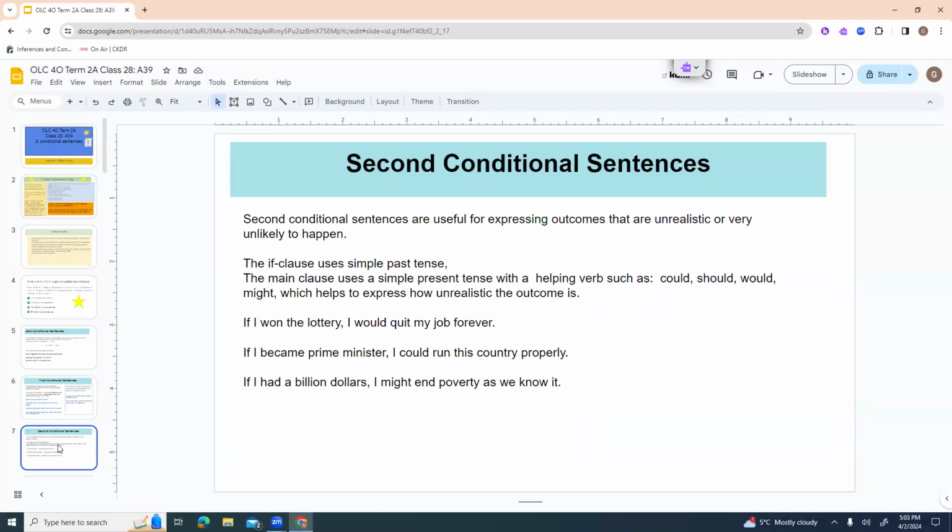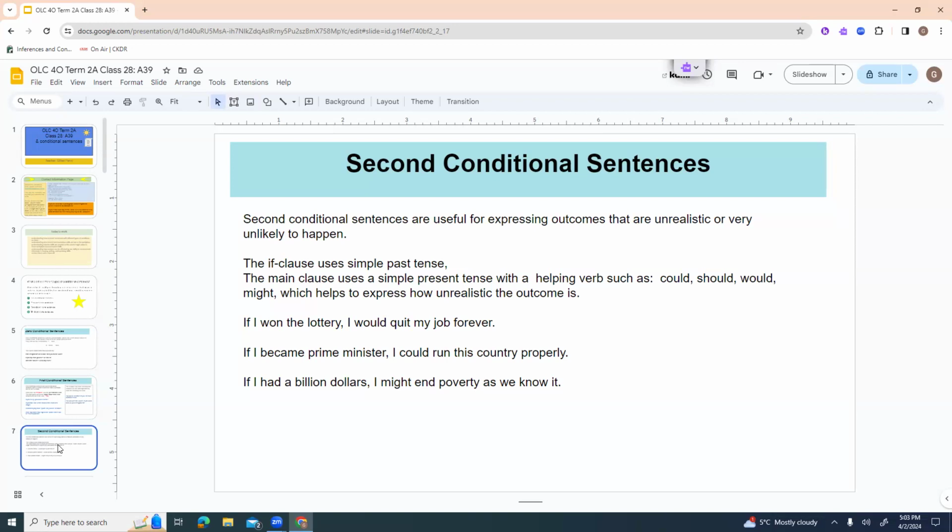All right, second conditional sentences are useful for expressing outcomes that are unrealistic or very unlikely to happen. In that case, the if clauses use the simple past tense, and the main clause uses a simple present tense with a helping verb such as could, should, would, or might, which is helping to express how unrealistic the outcome is. If I won the lottery, I would quit my job forever. If I became prime minister, I could run this country properly. If I had $1 billion, I might end poverty as we know it.